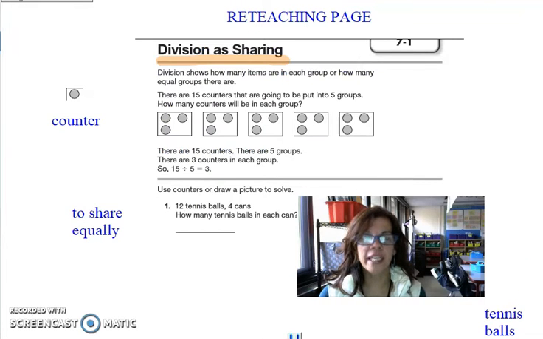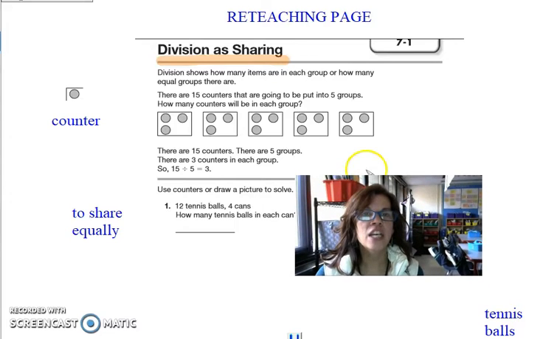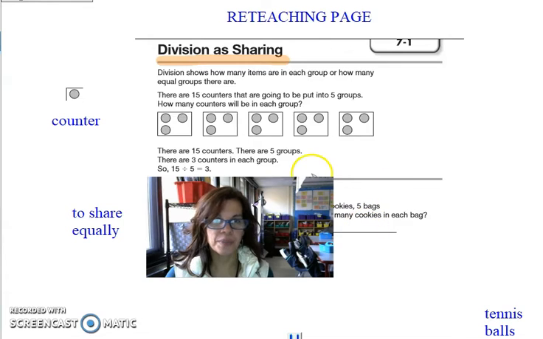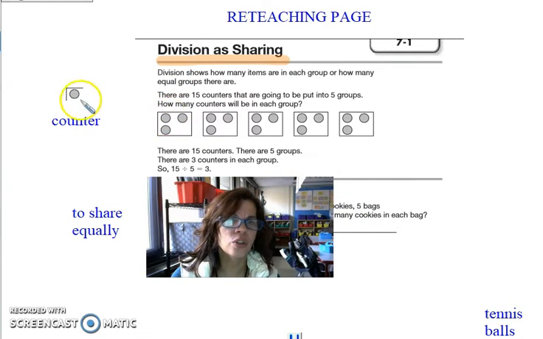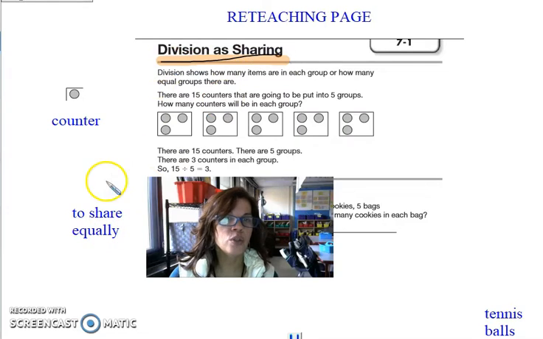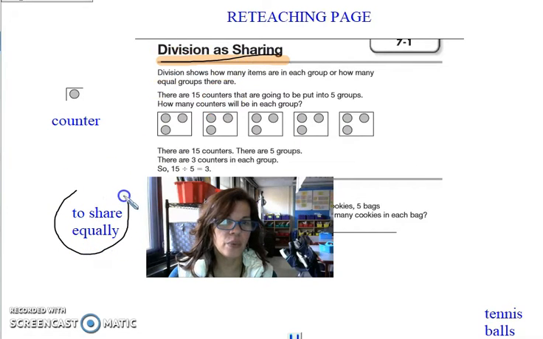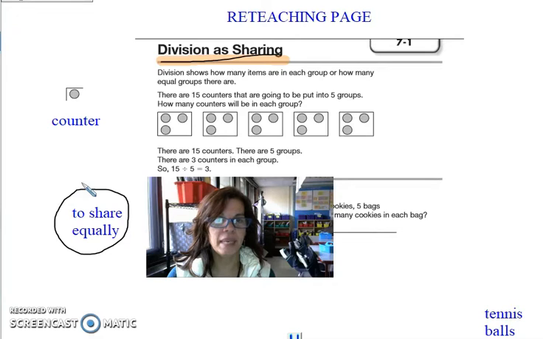Today, while you're working on your reteaching page, I want you to pay close attention to a situation here where we're looking at counters. Let's look over here. This is the counter. If you notice that circle there, they're calling it a counter. And remember, in division, when we are sharing, you have to share equally. We have to share equally, igualmente.